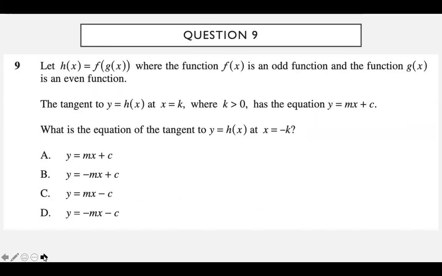And this one here was quite complicated. And one of the things that made it more complicated was that they were working on the equation y equals mx plus c. So there wasn't a lot given away about how to calculate the tangent.